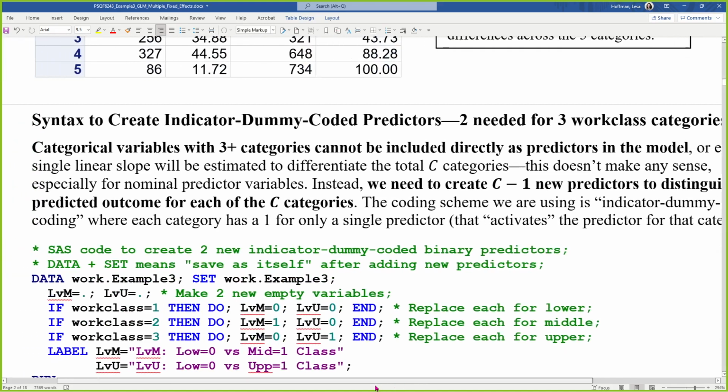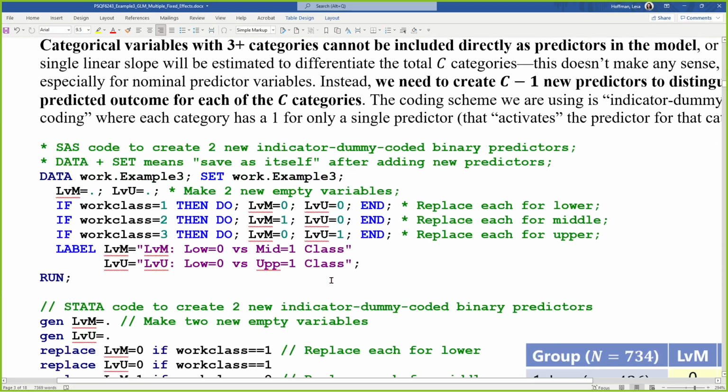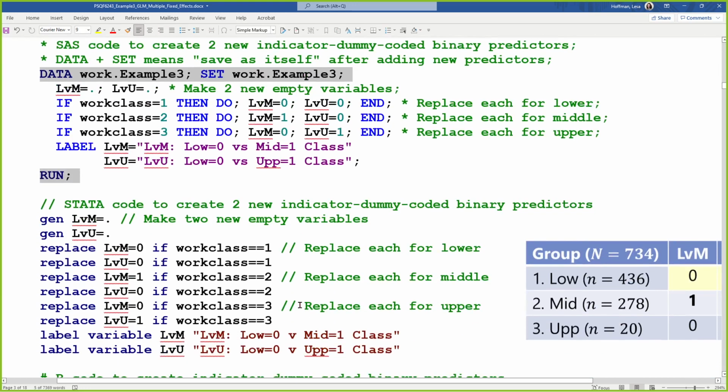First up, doing it in SAS. Note the sandwich here. So SAS users, anytime you want to make a new variable, you have to do it inside a command that tells it which data set you're talking about. So data and set to open it up, and run to close it. If you don't have those pieces, SAS will not understand what you're trying to do.